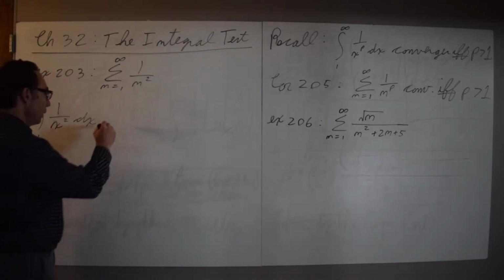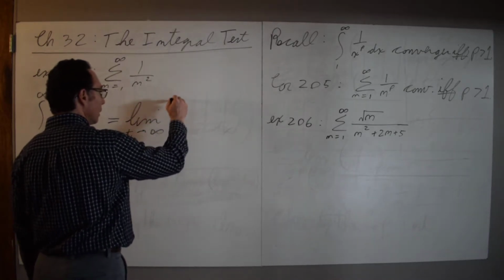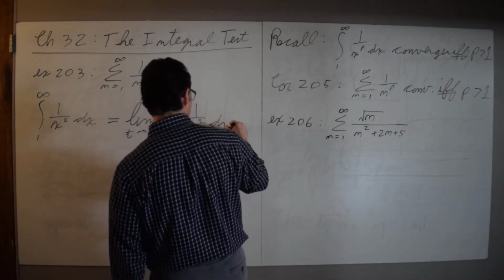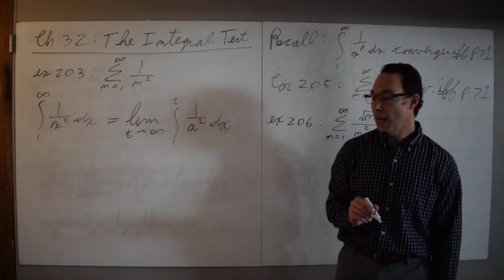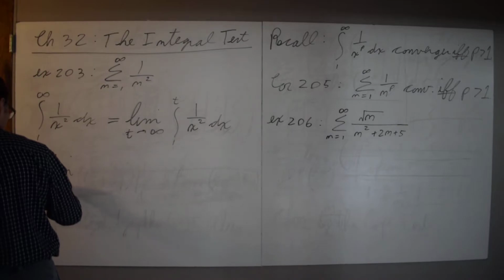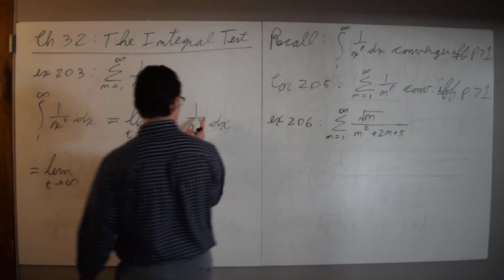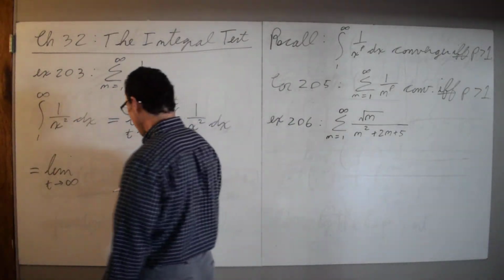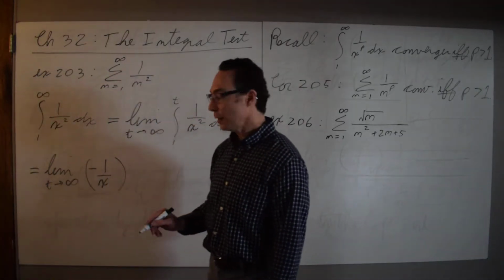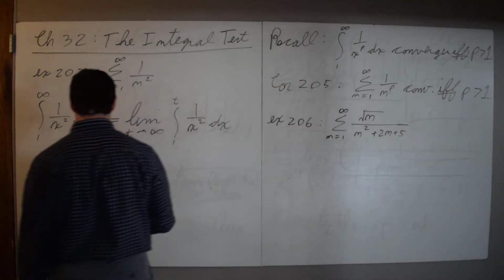Remember what an improper integral is. This is the limit as t tends to infinity of the integral from 1 to t of 1 divided by x squared dx. This is the limit as t tends to infinity of the antiderivative of 1 over x squared, which is negative 1 divided by x. We're evaluating this term at t and at 1.